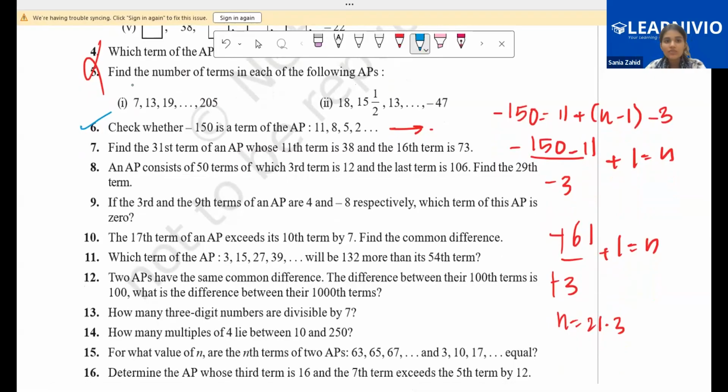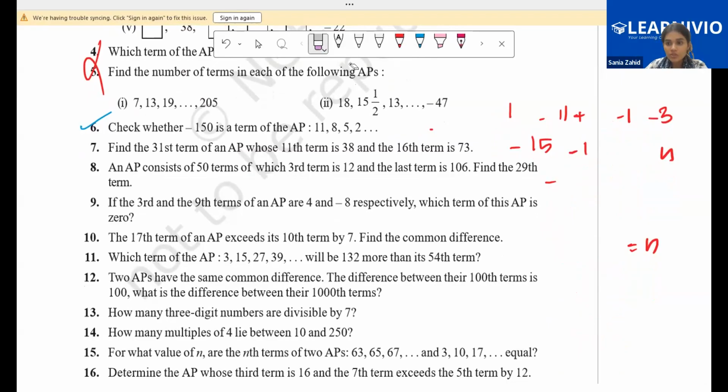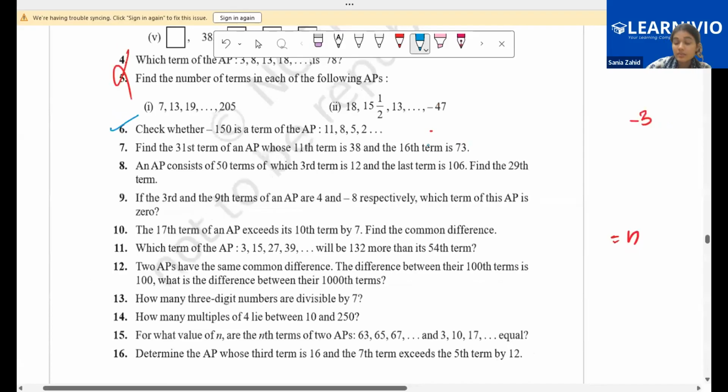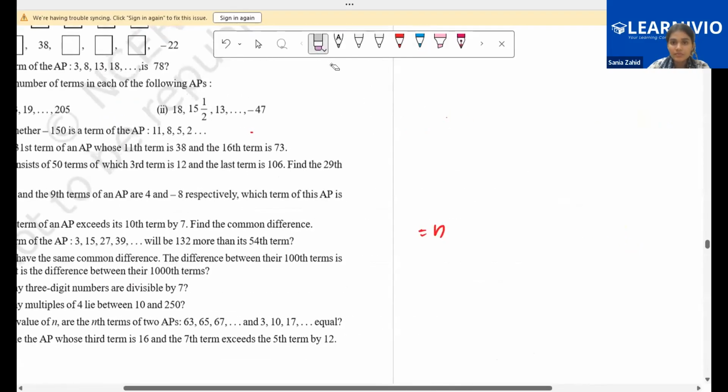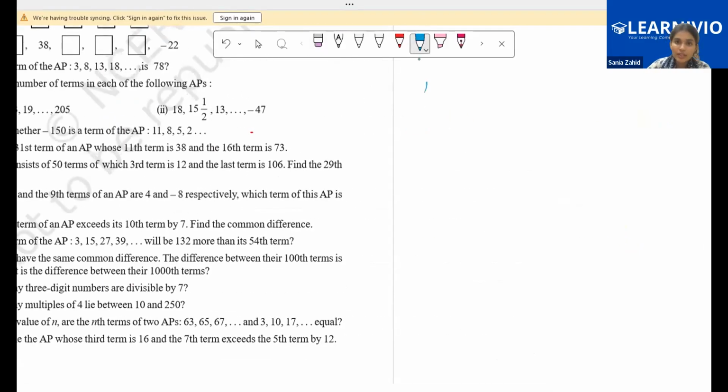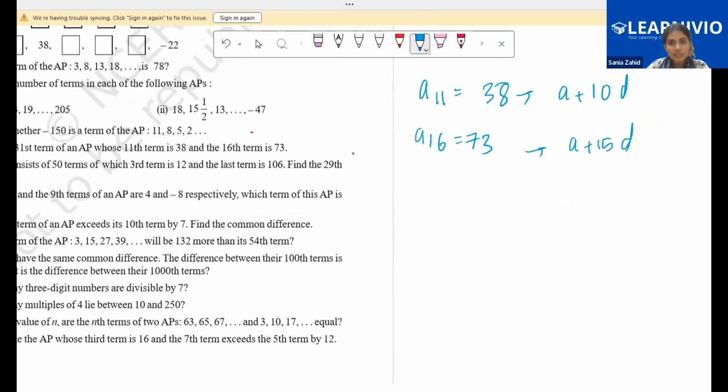Okay. Now next is: find the 31st term of an AP whose 11th term is 38 and 16th term is 73. I'll solve this one for you. This question says two terms are already given to you, the 11th term and the 16th term. So A11 is 38 and A16 is 73, right? So what does this become? A plus 10D, and this becomes A plus 15D.